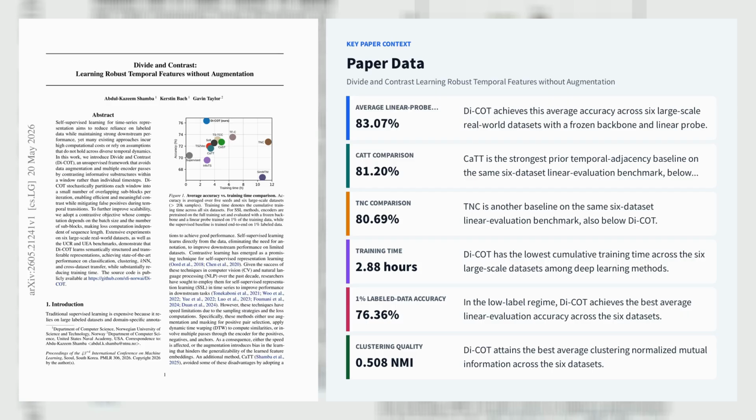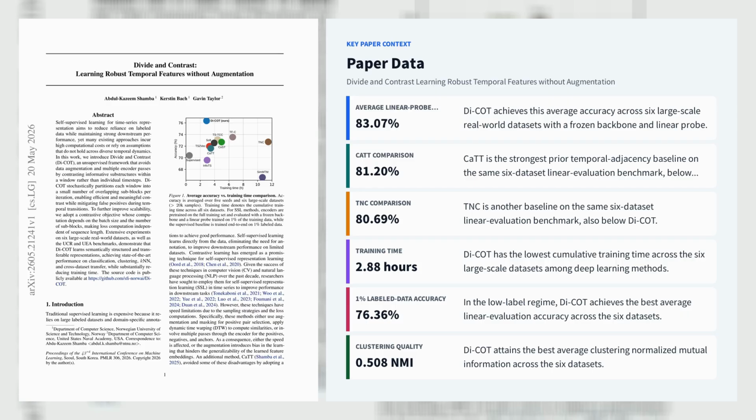Across 6 large real-world datasets, including PAMAP2, WISDM, HHAR, ECG, SLEEP, and SCODA, DiCoT reaches 83.07% average linear probe accuracy versus 81.2% for CaTT and 80.69% for TNC, while training in 2.88 hours, faster than CaTT's 3.47 hours and TNC's 11.48 hours.